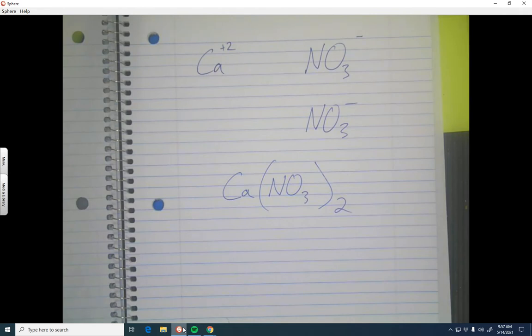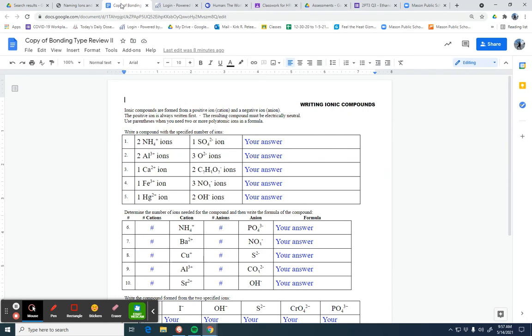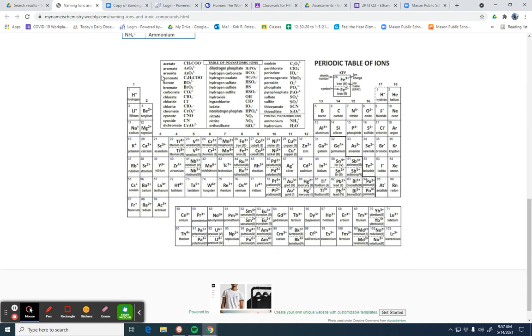So now let's take a look at our actual document for today. So we have the copy of bonding here. And now we should be able to do these. I'm going to do an example of each one to help you out. Let's start with this first one. It already gives you 2 ammonium ions. Ammonium, again, is on that chart. It is located over on the positive polyatomics.